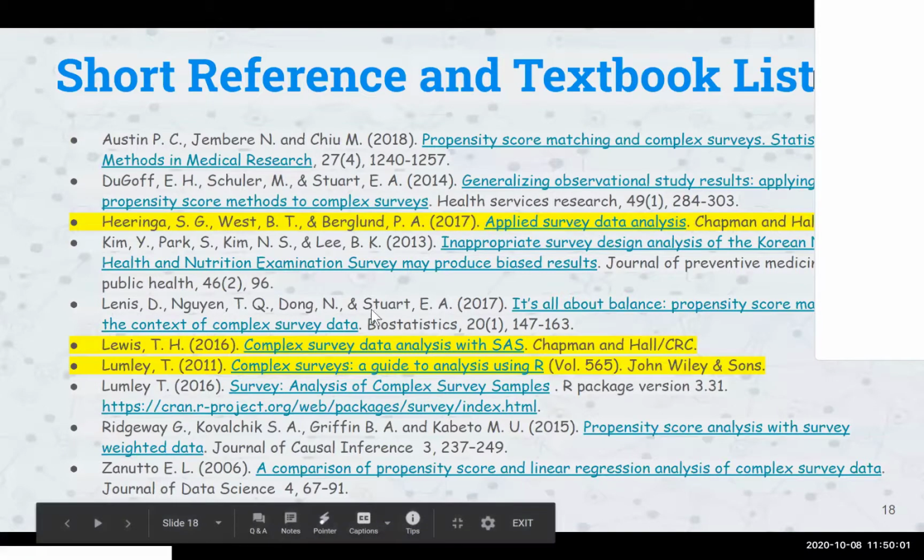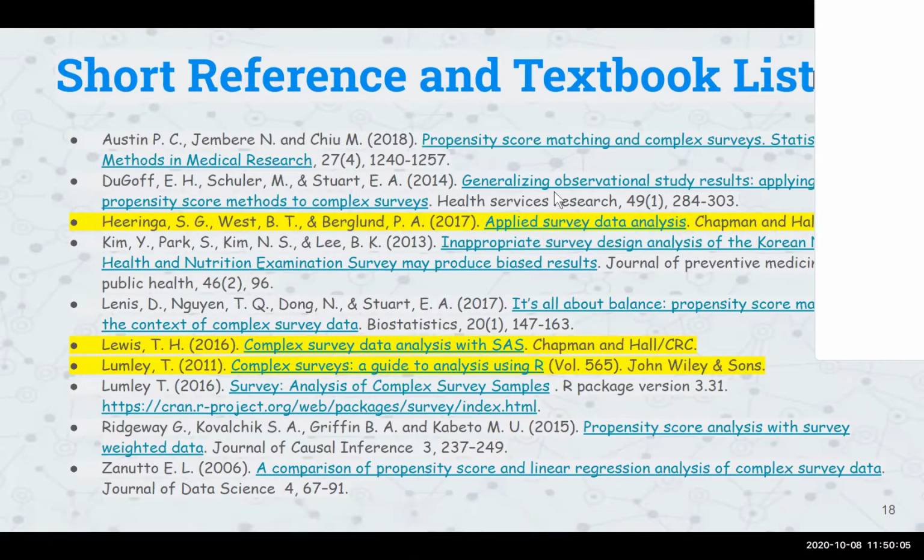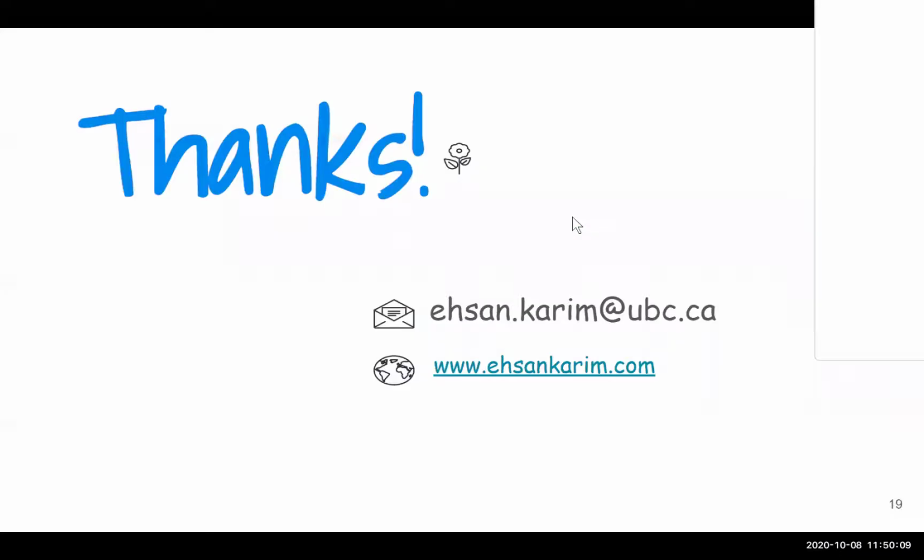So here are some of the references, but I have mostly described all of the key points in this particular lecture. And that's the end of this lecture.